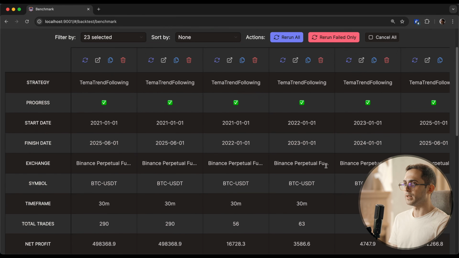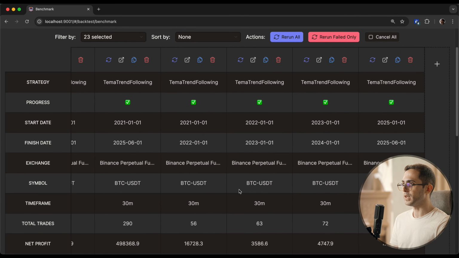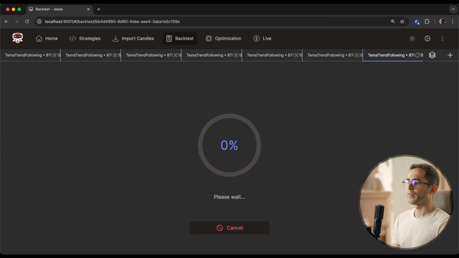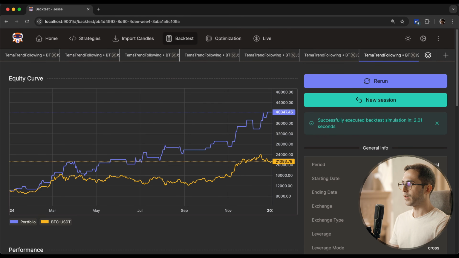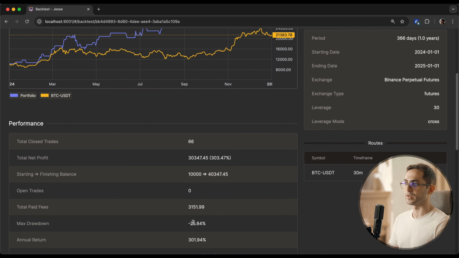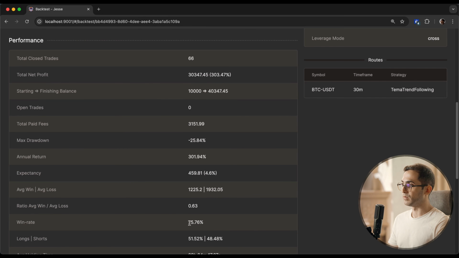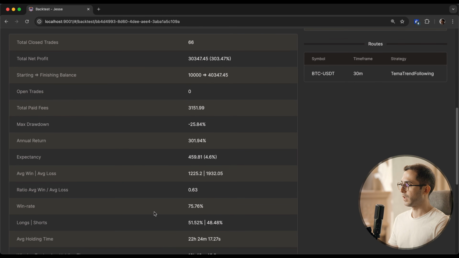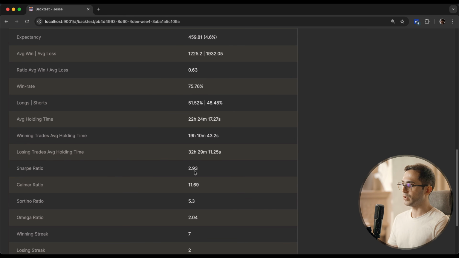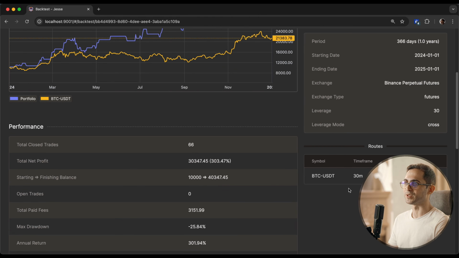Now, let's also compare them from the benchmark page. Oh, I forgot 2024. So let's also backtest this one. All right, there we go. So this is also really good. So we made 300% P&L. The max drawdown is minus 25%. The win rate is 75%. And the win to loss ratio is still 63. The Sharpe ratio is near 3, which is again off the charts.